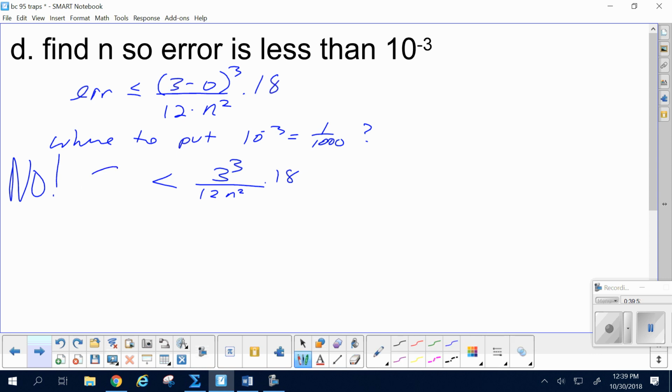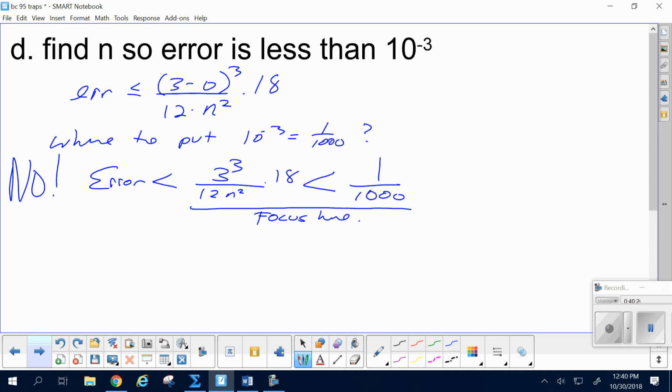You want the error to be less than this, and if this is less than 1,000, then the error will also be less than 1,000. Okay, so the error bound needs to be less than 1,000, and therefore the error. If you then focus on this side, now focus here, and solve.